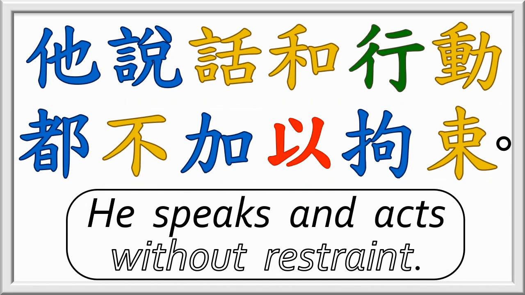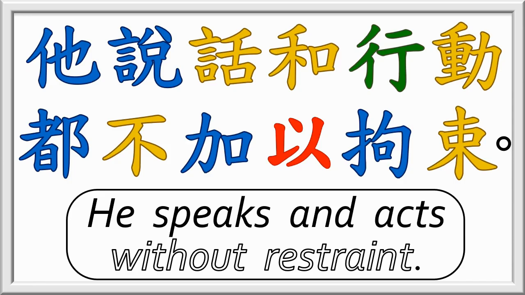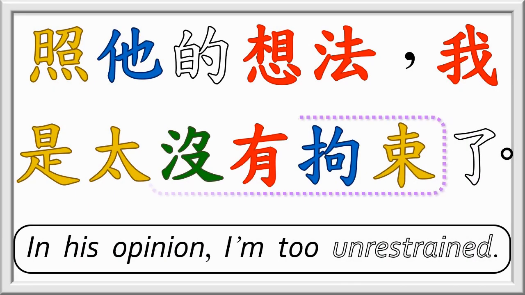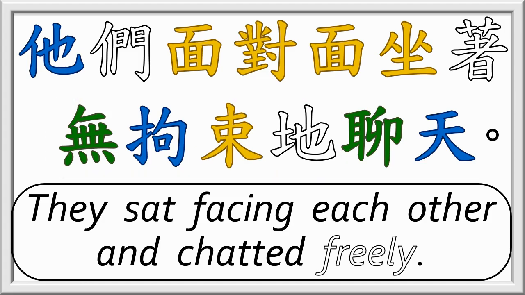她说话和行动都不加以拘束。He speaks and acts without restraint. 照他的想法，我是太没有拘束了。In his opinion, I am too unrestrained. 他们面对面坐着，无拘束的聊天。They sat facing each other and chatted freely.